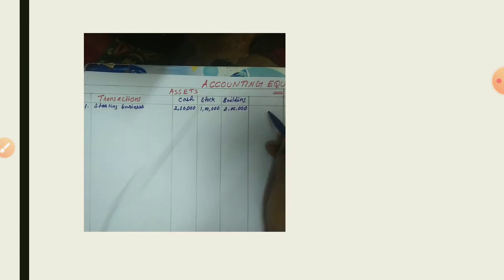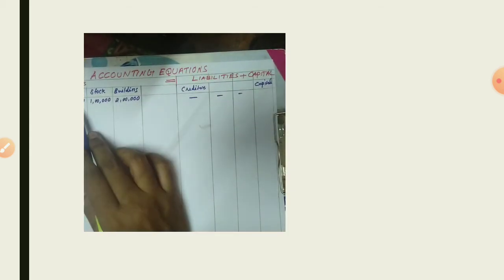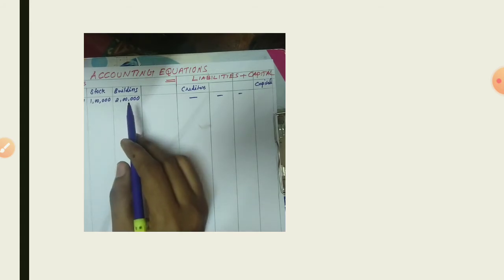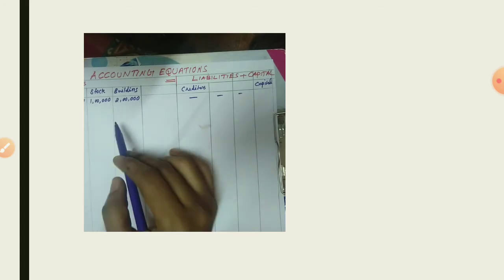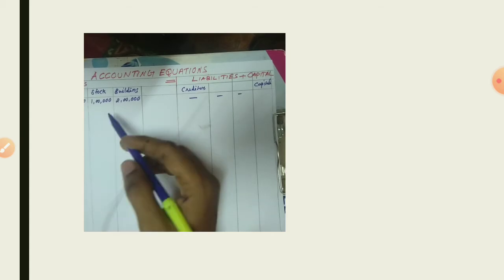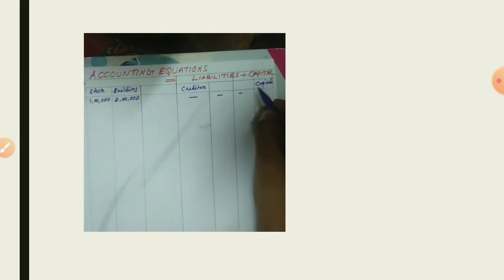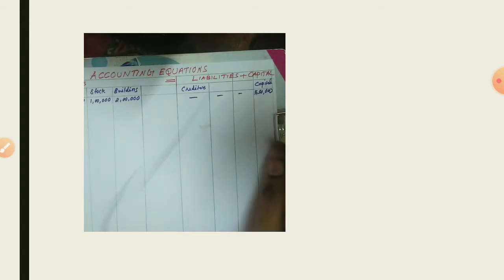Okay, so creditors nothing, here nothing, here nothing, and capital is the total of all this, because all this he brought to start his business. So all these are considered as capital only. Otherwise he would bring money and then purchase, but here he is directly bringing the stock and building also. So we can add it and write. How much will it come? 5,30,000. Now both sides are equal.